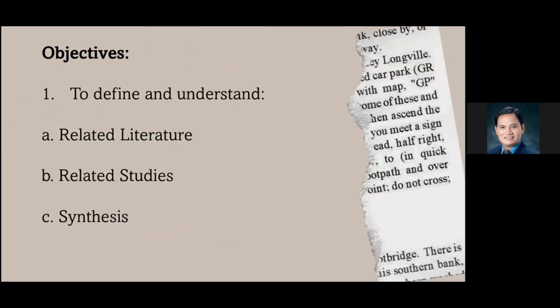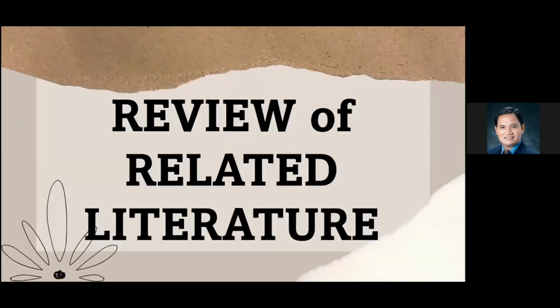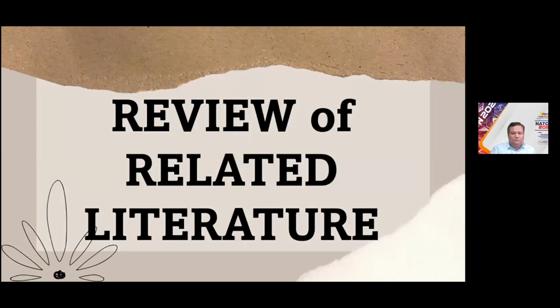For the objectives, we need to define and understand related literature, related studies, and synthesis. So let us start with review of related literature. RRL is a detailed review of existing literature related to the topic of a thesis or dissertation. In an RRL, we talk about knowledge and findings from existing literature relevant to our topic.